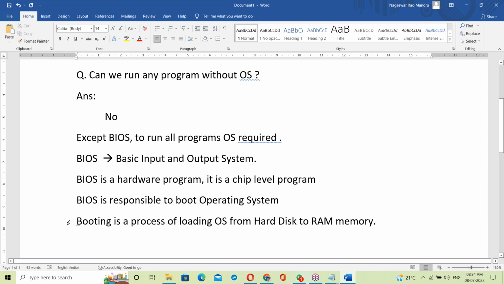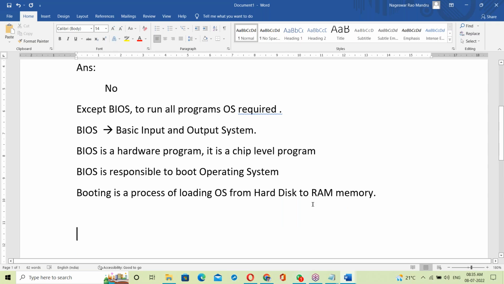The BIOS program is responsible for booting the operating system. So what is booting? Booting is a process of loading OS from the hard disk to RAM memory. Once booting is over, the system is ready.